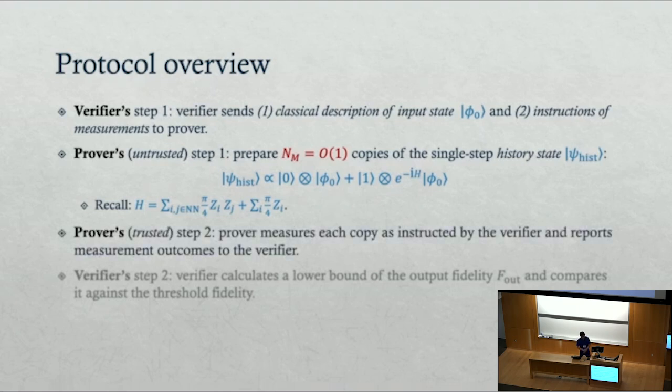The second step of the prover is the trusted step. In this step, the prover just measures each copy of the state as instructed by the verifier and reports the measurement outcomes to the verifier. The last step of the verifier is that the verifier calculates a lower bound of the output fidelity and compares that against the threshold fidelity. If it's higher than the threshold, then it has computational advantage.